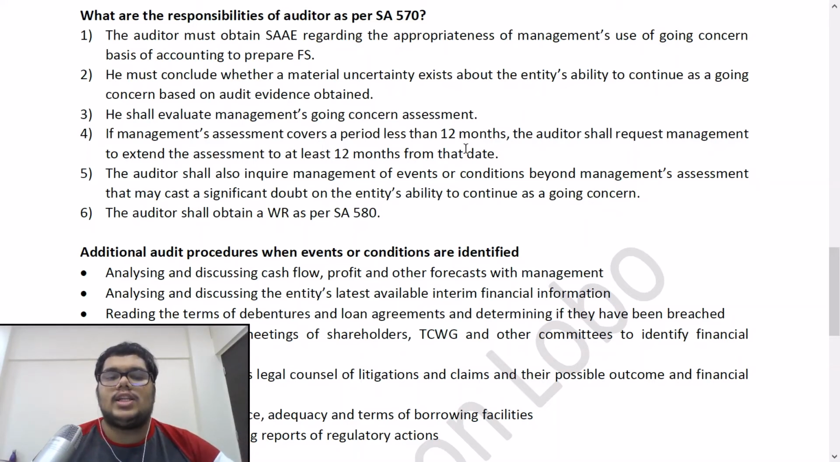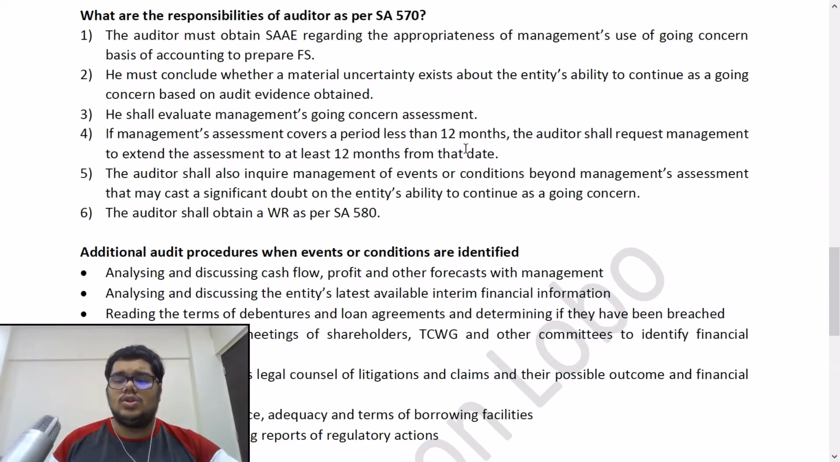Fourth, if management's assessment covers a period less than 12 months, the auditor shall request management to extend the assessment to at least 12 months from that date. So this means that a going concern assessment that is made by management should cover a period of at least 12 months. The management has to estimate whether going concern is appropriate for the entity for at least the next 12 months from the reporting date. It cannot be less than 12 months, and if it is less than 12 months, the auditor should request the management to extend its assessment.